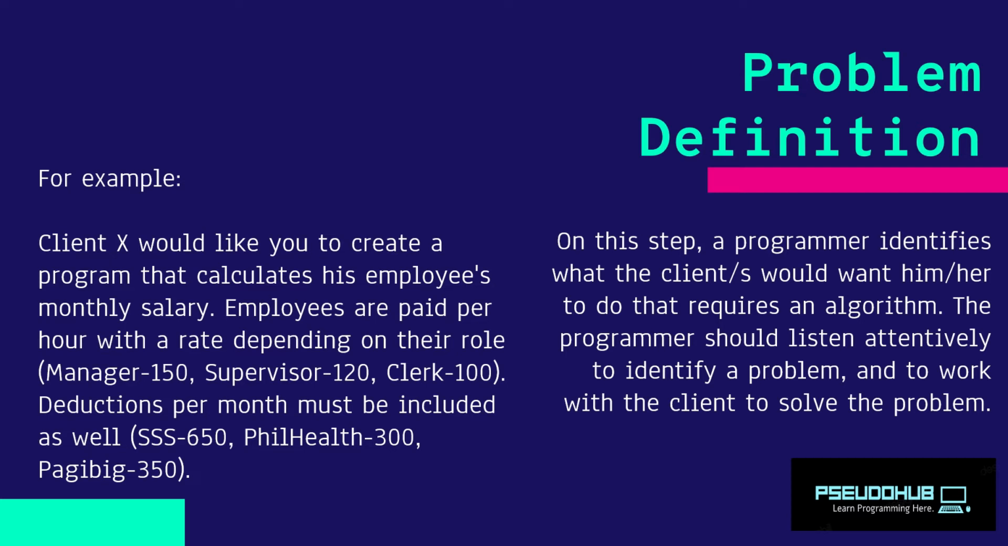Employees are paid per hour with a rate depending on the role. For example, pag manager siya, 150 ang sweldo, pag supervisor 120, pag clerk lang 100 pesos per hour ang iyang sweldo. And at the same time, bawasan sa ng sweldo og mga deductions such as for example sa SSS, PhilHealth and Pag-ibig nga naay mga corresponding value, of course.